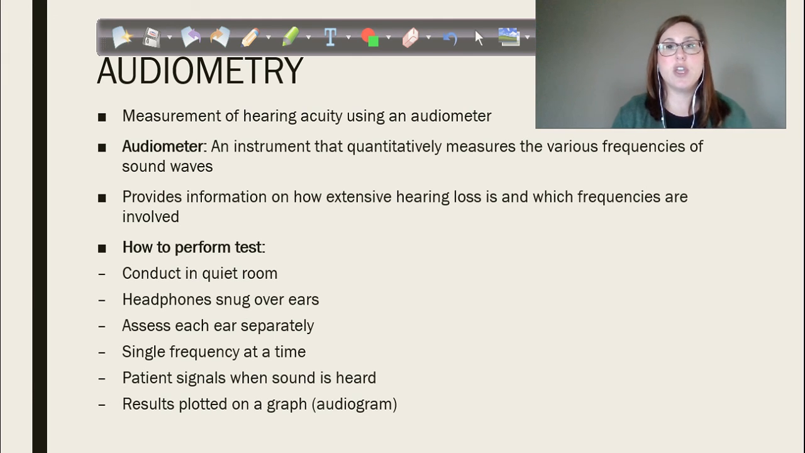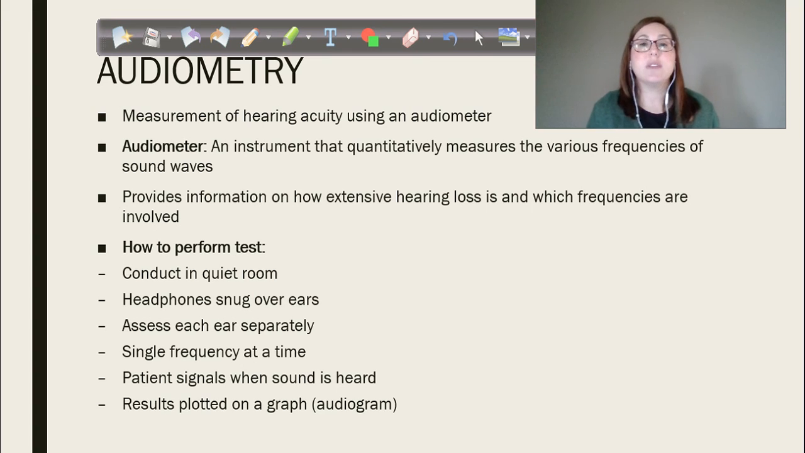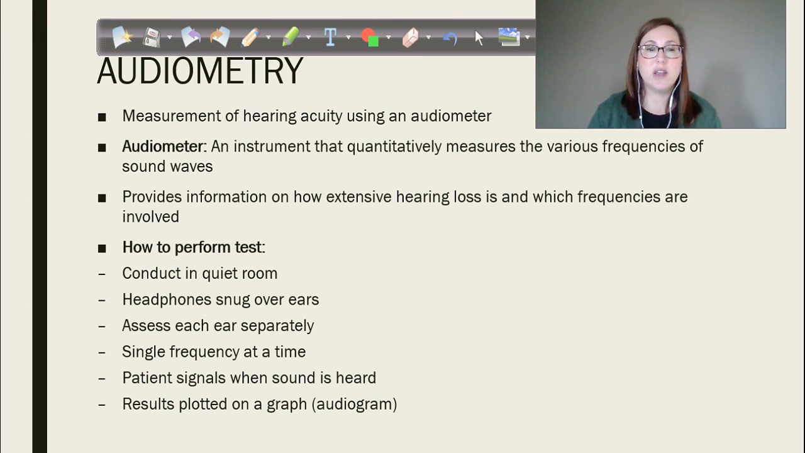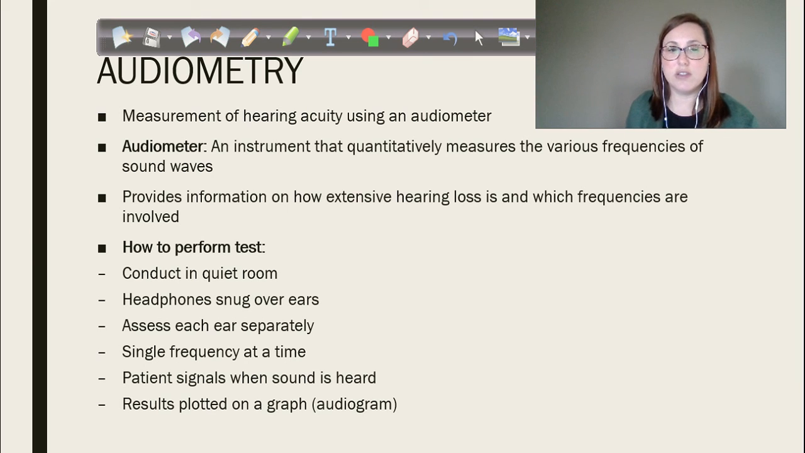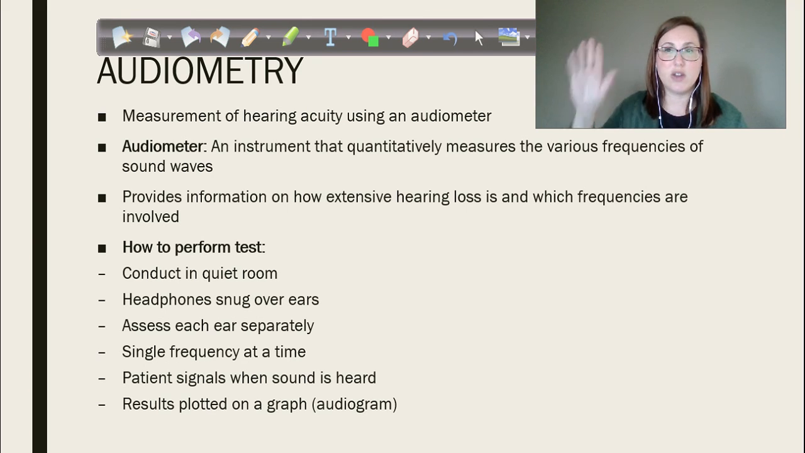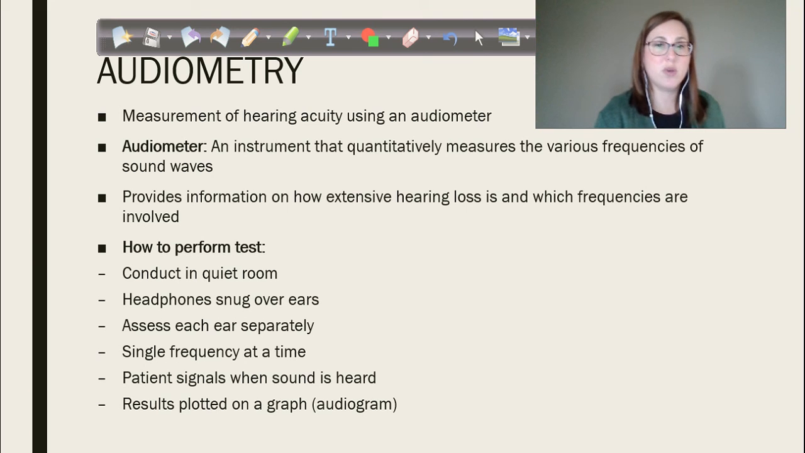Audiometry, that's a measurement of hearing acuity when you use an audiometer. It's an instrument that qualitatively measures the frequencies of sound waves. So it provides information on how extensive the hearing loss is and which frequencies are involved. So usually this is in a quiet room. Sometimes patients are in a booth. They put headphones on snugly over their ears, and they assess each ear separately. So there's a single frequency that they hear in their ears one at a time, and then the patient signals when the sound is heard, and then the results are plotted on a graph. So the patient usually raises their hand on which ear they hear the sound in. You maybe remember doing that as a child or have that done yourself.